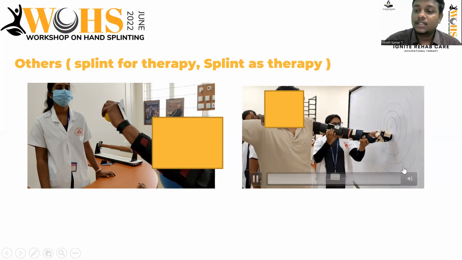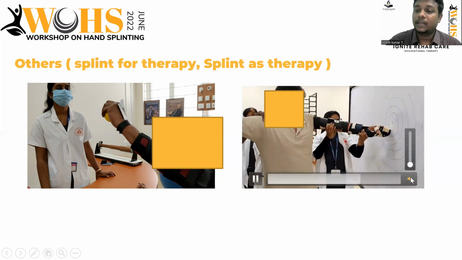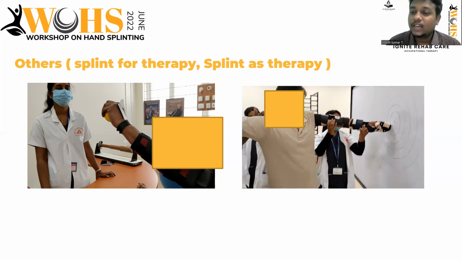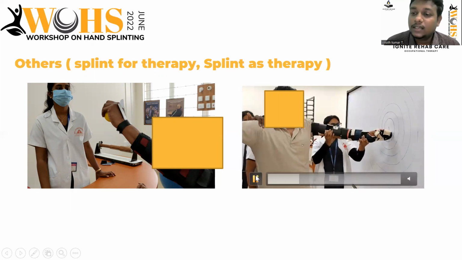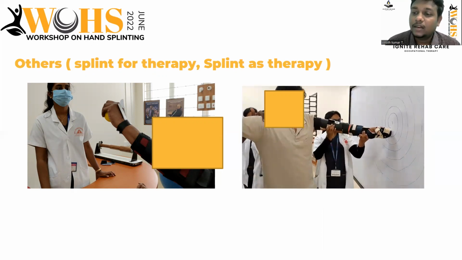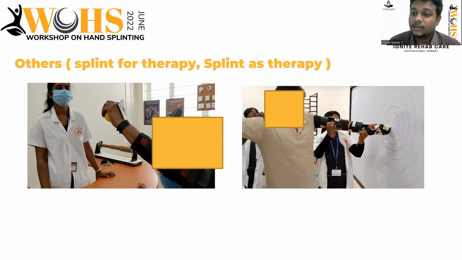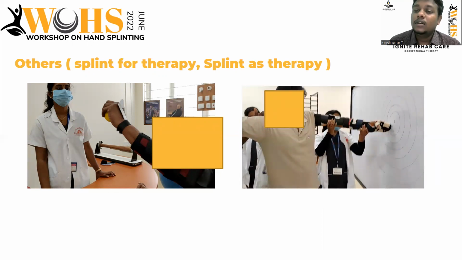Yeah, so this is splint for therapy. You can see the patient was given an elbow gutter and resting hand splint, and then he was performing an activity. Instead of me holding in the RIP pattern, these splints help me to do that, and I am able to break the tone.